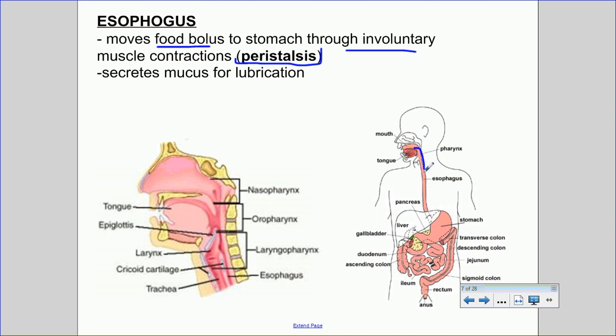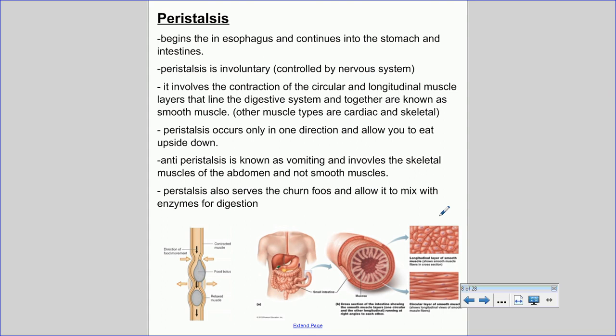So after being swallowed, that food will go down the esophagus through a series of involuntary muscle contractions. The food just doesn't simply fall down the tube into the stomach. It is instead a series of muscle contractions that will guide the food and move that food bolus down the esophagus into the stomach. So this process of peristalsis will begin in the esophagus and continues in the stomach and in the intestines.